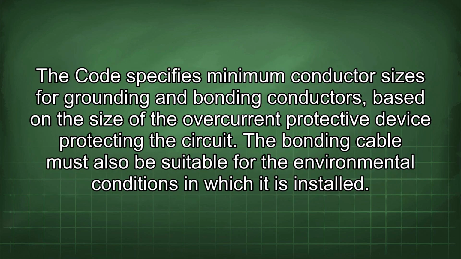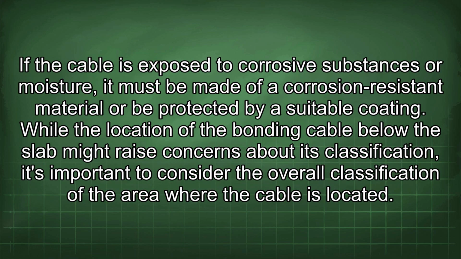The code specifies minimum conductor sizes for grounding and bonding conductors, based on the size of the overcurrent protective device protecting the circuit. The bonding cable must also be suitable for the environmental conditions in which it is installed. If the cable is exposed to corrosive substances or moisture, it must be made of a corrosion-resistant material or be protected by a suitable coating.